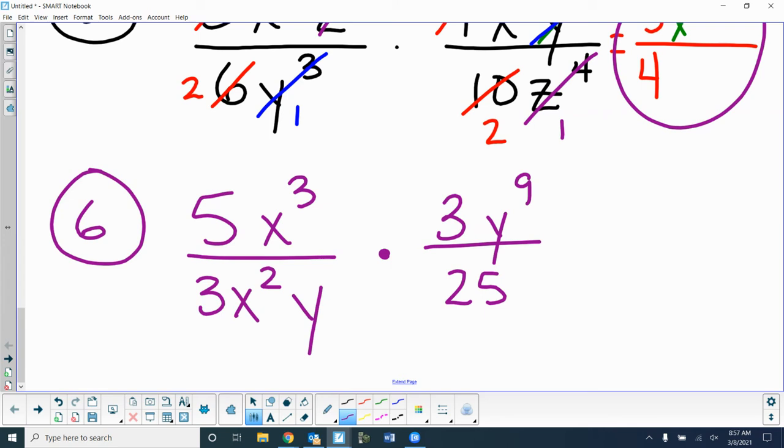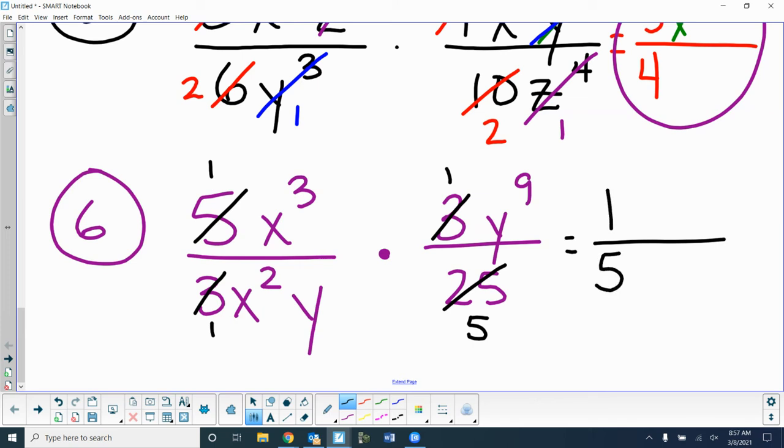All right, looking at the coefficients, I see 5. Does it have a common factor with 3? Now, how about with 25? Yes. Yeah, right, 5 goes into 5, 5 goes into 25. We got 3 into 3, so the top for the coefficients is 1 times 1. And the bottom denominator is 1 times 5.